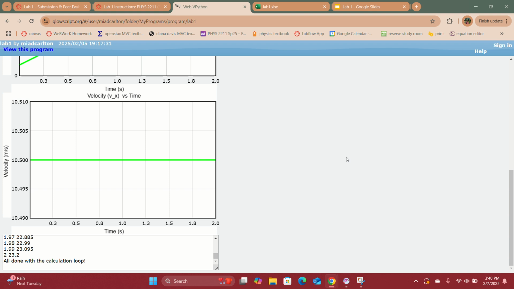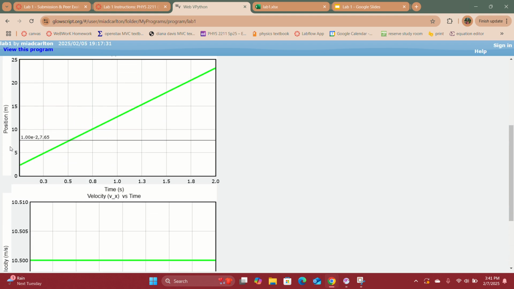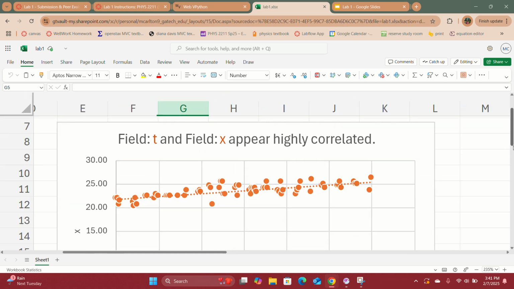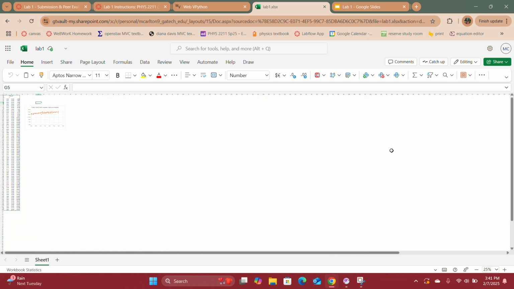Comparing the experimental data with the computational model, I didn't put both graphs on the same plot, but as you can see, the position is going up in a pretty straight, correlated line, just like this one. This one is not zoomed in very well, but it is going up like that, which means that the velocity is fairly constant. As you can see, the line of best fit is highly correlated.